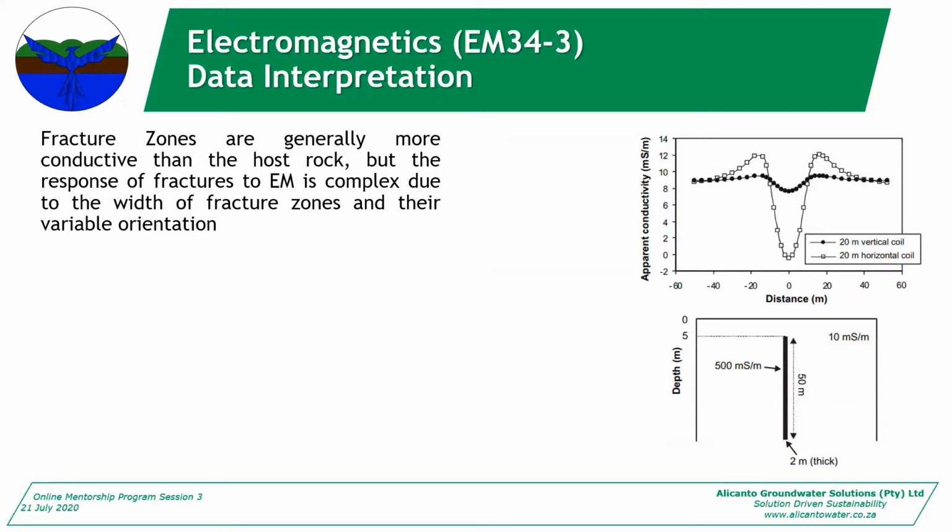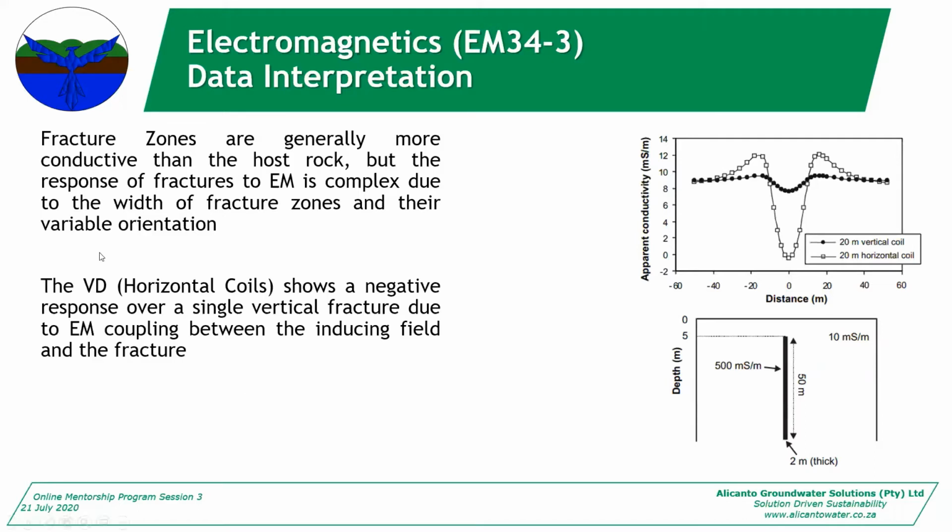All right, cool. So fracture zones are generally a bit more conductive than the host rock because of your clay content through weathering and because of the water that might be going through them. But the response is quite complex on the EM because of the width of the fracture zones, and also they're not all in the same orientation. You get horizontal, you get vertical, etc. So the horizontal coils of the vertical dipole will show a negative response over a single fracture instead of a positive where it's increasing. This is because of the EM coupling between the inducing field and the fracture.